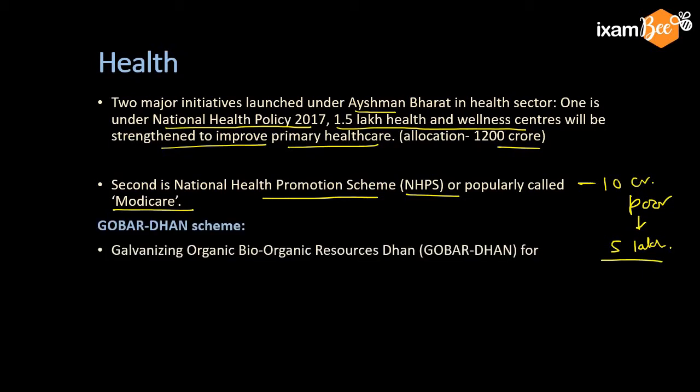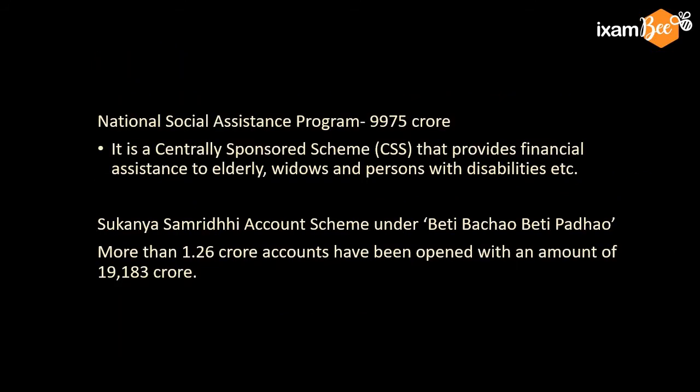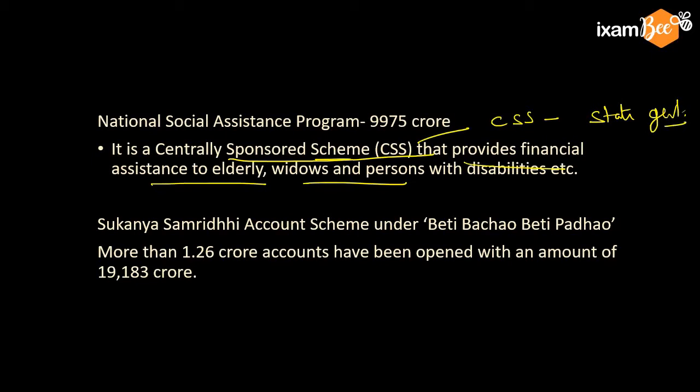Govardhan scheme. Govardhan full form is Galvanizing Organic Bio-Agro Resource Dhan. This is for management and conservation of cattle dung and solid waste in farms into compost, fertilizer, biogas and bio-CNG. National Social Assistance Program, for which another 9,900 crore is allocated. It is a centrally sponsored scheme, CSS, that provides financial assistance to elderly, widows and persons with disabilities. So under a centrally sponsored scheme, a certain percentage comes from the state government also. It varies from scheme to scheme. And in a central sector scheme, 100% funding comes from the central government of India, and these are in the central list.